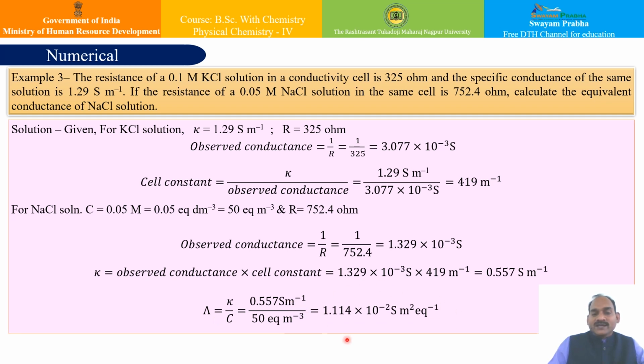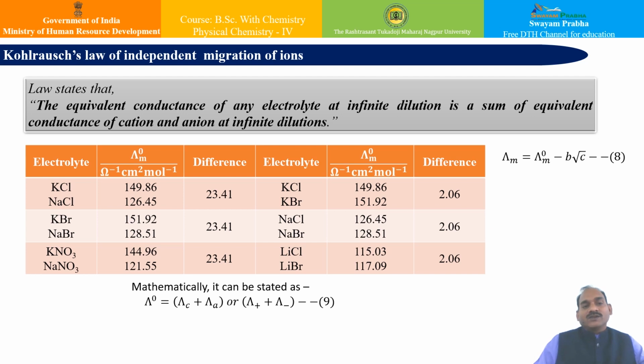These are the simple numericals which we can solve using the concepts that we have learned. Basically, numericals are very important to understand the concepts. Now, this is one of the very important aspects of the concept of conductance, Kohlrausch law of independent migration of ions. We will go through this concept very briefly, and we will see its huge number of applications at the end of this lecture series.